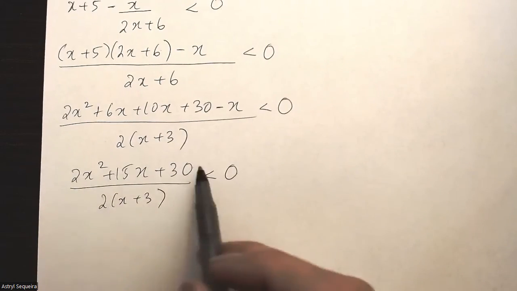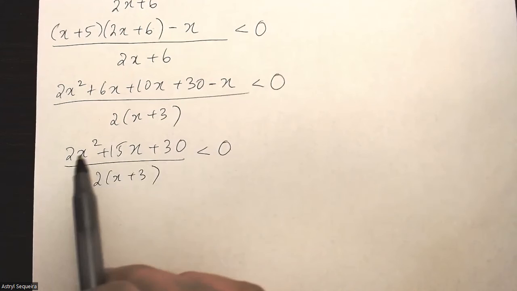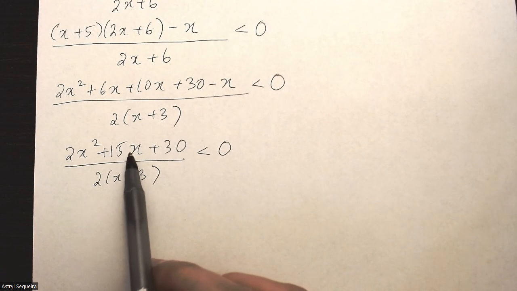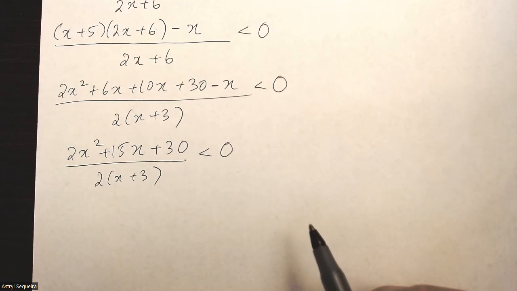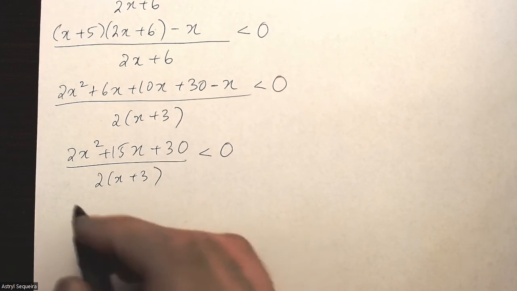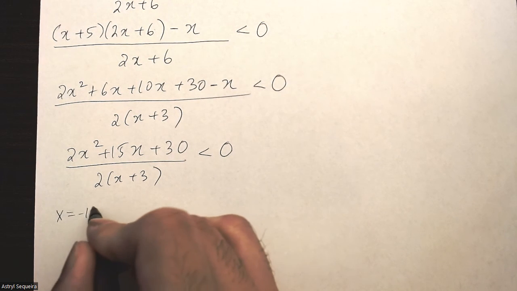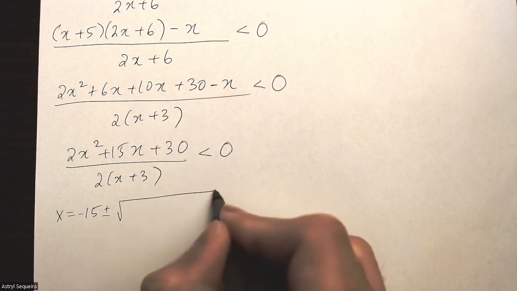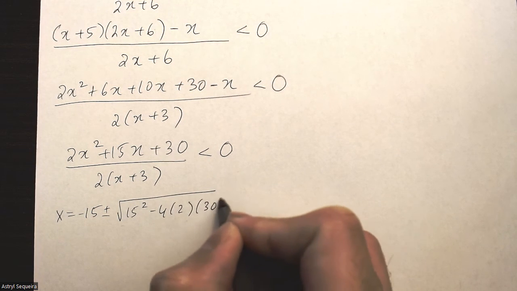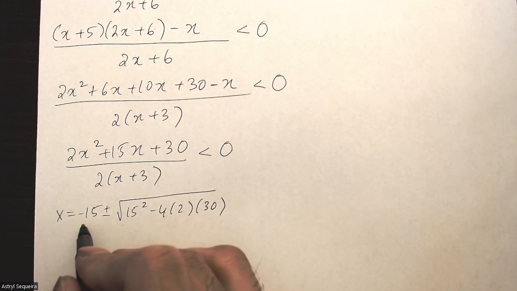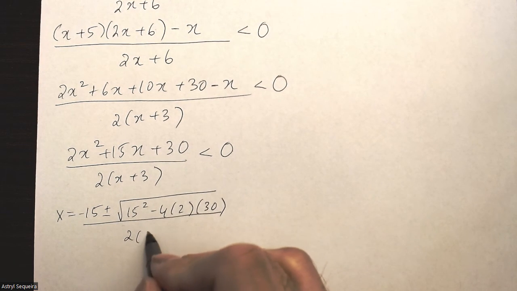Then we need to factor the top over here. So what multiplies to 60 and adds to 15? 20 and 3 doesn't work, 15 and 4 doesn't work. That's not possible. So we've got to try the quadratic formula. X equals -15 plus or minus the root of 15 squared minus 4 times 2 times 30, divided by 2 times 2.